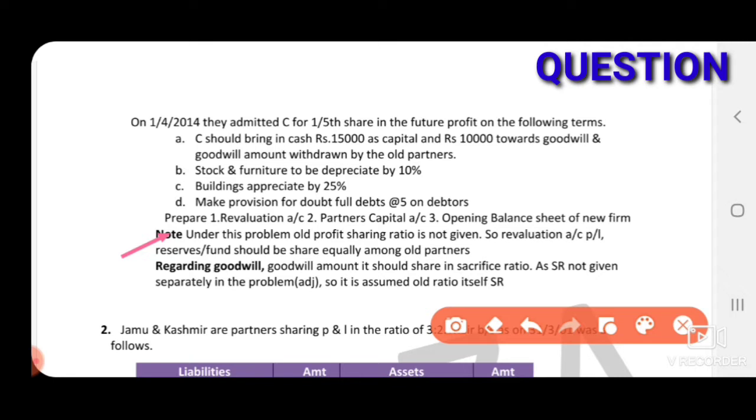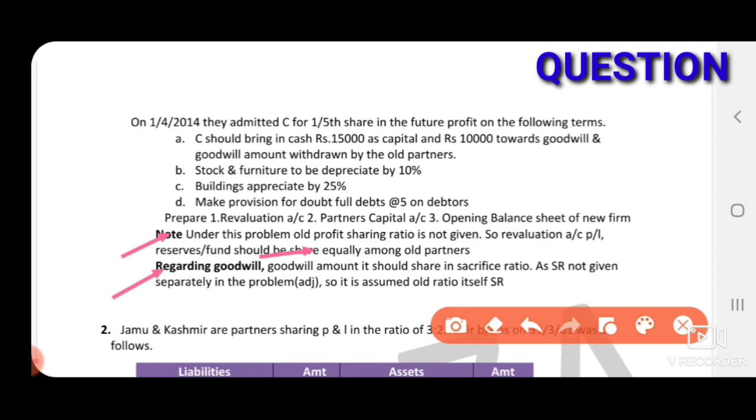Under this problem, the old profit sharing ratio is not given. So in the absence of old ratio, revaluation account profit or loss, reserve fund or accumulated profit or loss should be shared equally among the old partners. So this we have to remember.